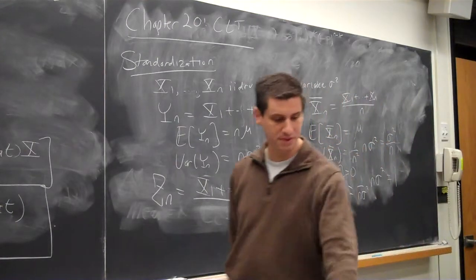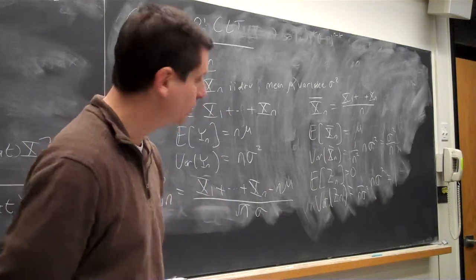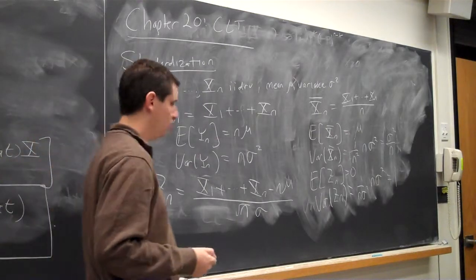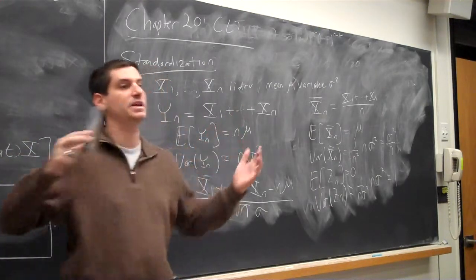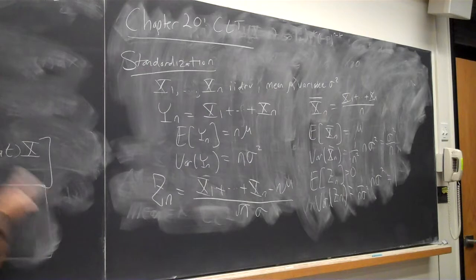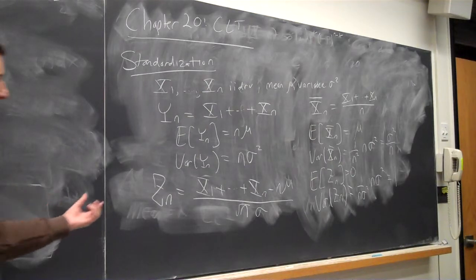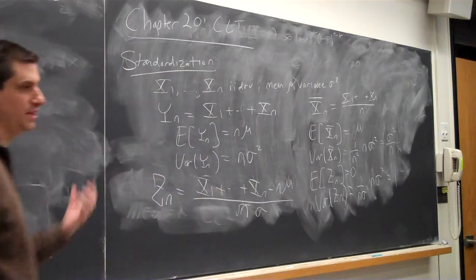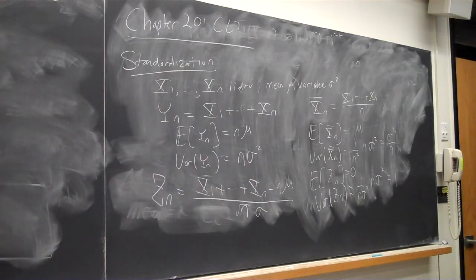So the advantage of doing something like this is now I have a random variable that has mean 0 and variance 1. So things are not going to collapse all the way down to a point. I'm going to be at a scale where I can really study what's going on. So we will often use this standardization. And this is why in the central limit theorem, if we use this standardization, we will converge to a normal with mean 0, variance 1.